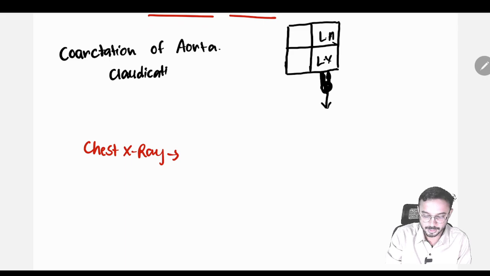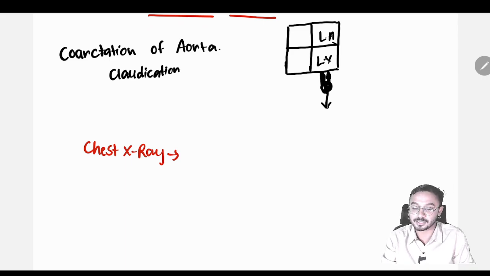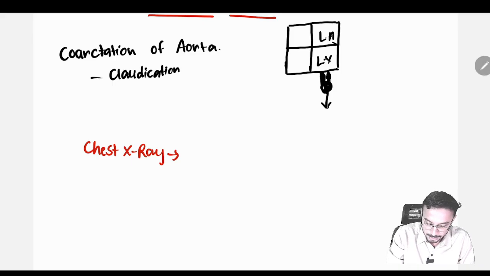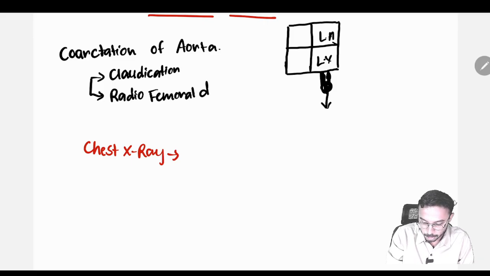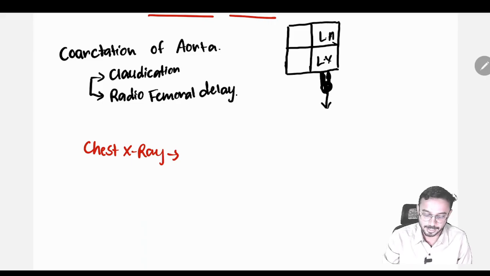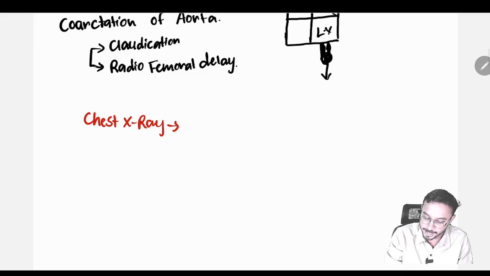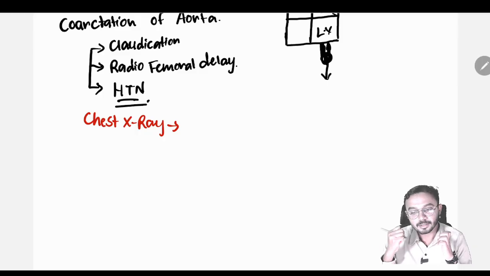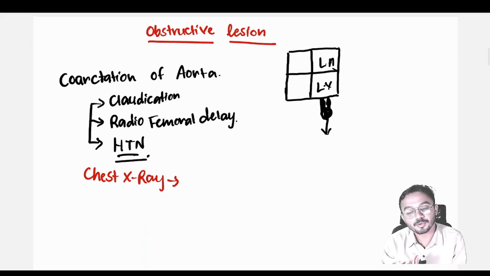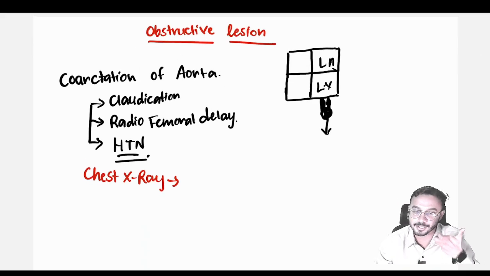All your distal parts will be getting less blood, so if I assess the femoral pulse, the femoral pulse is also weak in this patient, so that is known as radiofemoral delay. Why? Because of this narrowing. Next, claudication I have taught you, and you may find hypertension in this patient. So these are the features of coarctation of aorta. Very, very important: radiofemoral delay is seen in coarctation of aorta.